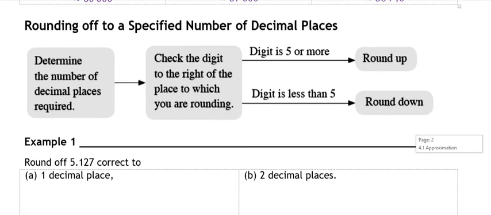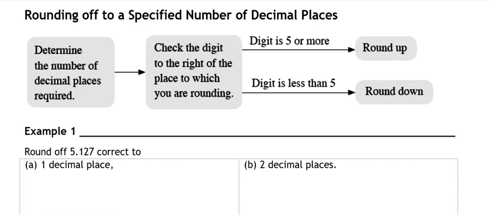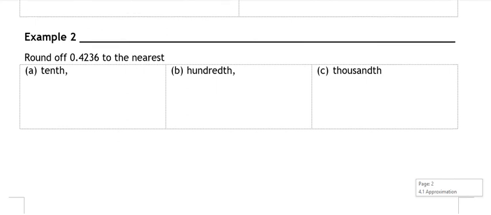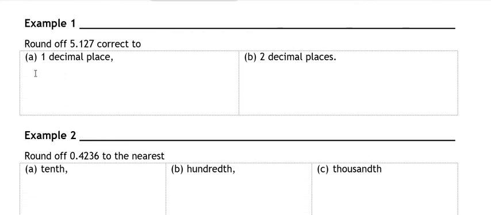Okay, now this one is when you are going to round off numbers to a specified number of decimal places. So here, this is the one instruction that I've told you. You have to check the digit to the right of the place to which you are rounding. So when it is 5 or more, you have to round up. When it's less than 5, you have to round down. So let's start.